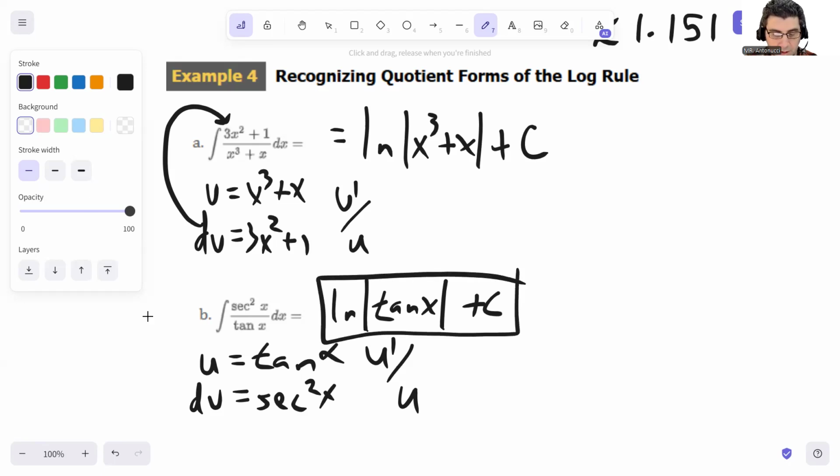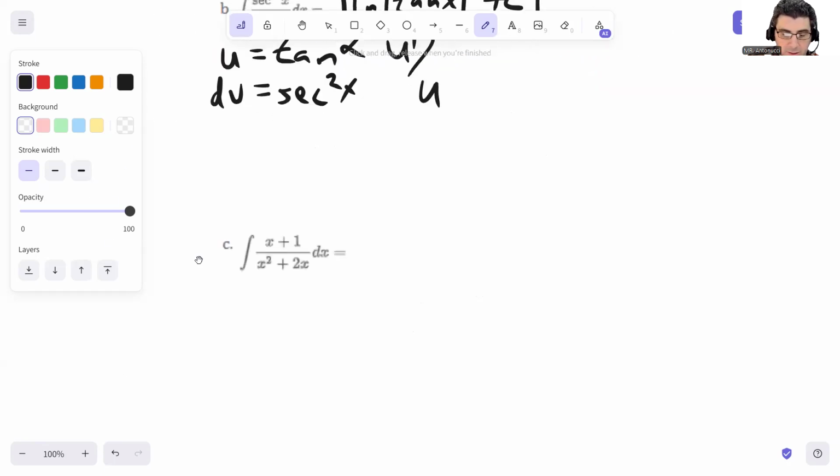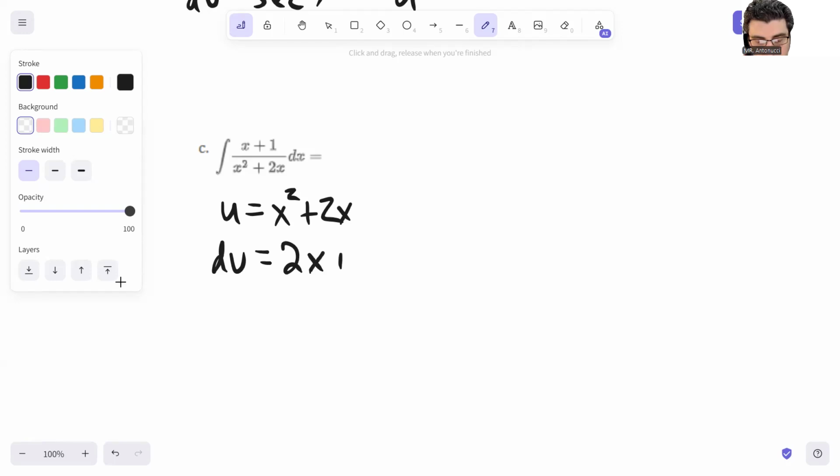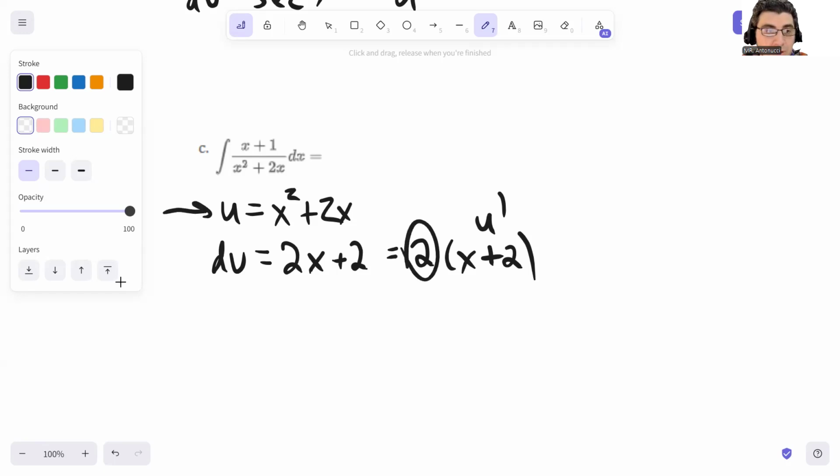Okay. So now let's look at the third one here that we have. The integral of x plus 1 over x squared plus 2x. So in this case, if u is equal to the denominator, x squared plus 2x, du is equal to 2x plus 2, which you can factor a 2 out. And you see I have the u prime here and the u, but I have this factor of 2 that's going to need to be accounted for.